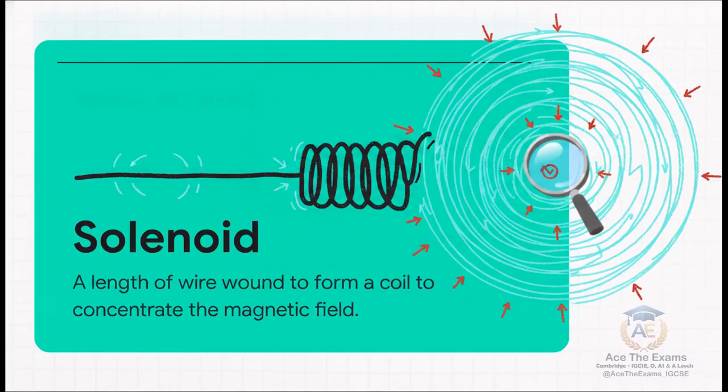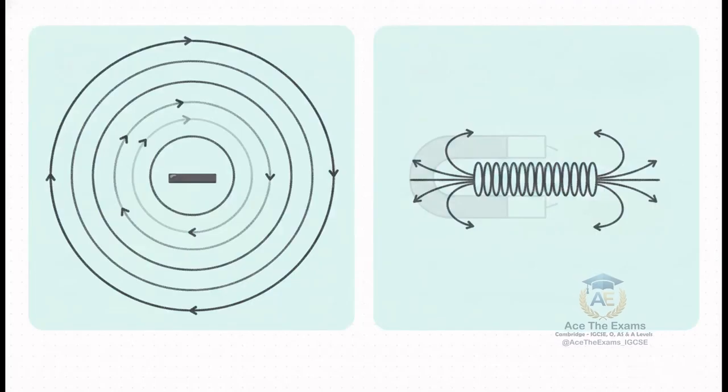You need to use our PEL framework: point, evidence, explanation, and link. Your point is that it's a coiled wire. Your explanation is that this shape actively concentrates the magnetic field, making it significantly stronger than a straight wire. Let's compare the two directly, because comparison questions are incredibly common.